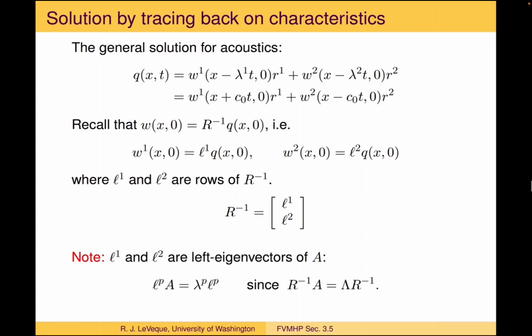If we multiply l^p, any one of the rows of R inverse, by A, what we get is simply that row vector multiplied by lambda p. And so when you put all of those together as rows of a matrix, we get again exactly the same equation we had written for the right eigenvectors. In that case, it was A times R is R lambda. Here it's R inverse times A is lambda R inverse. But it's the same similarity transformation in either case.